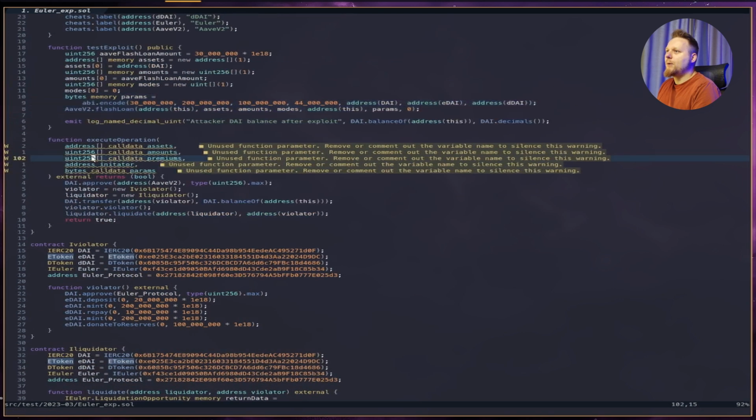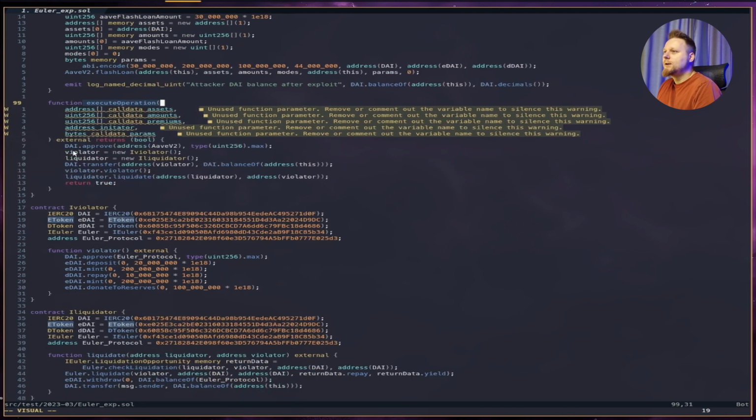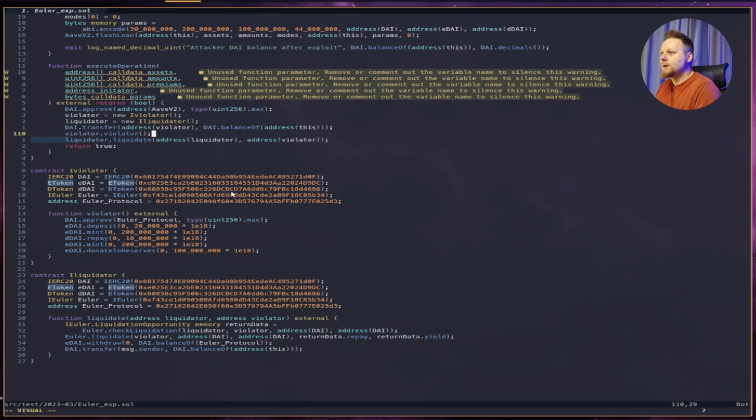Now, if you call Aave flash loan, it will always call you back inside this execute operation. Inside execute operation, we are creating the violator account and later the liquidator account. We are transferring everything to the violator, and we do everything that we need to do, and then we take our liquidator and we are liquidating this account.